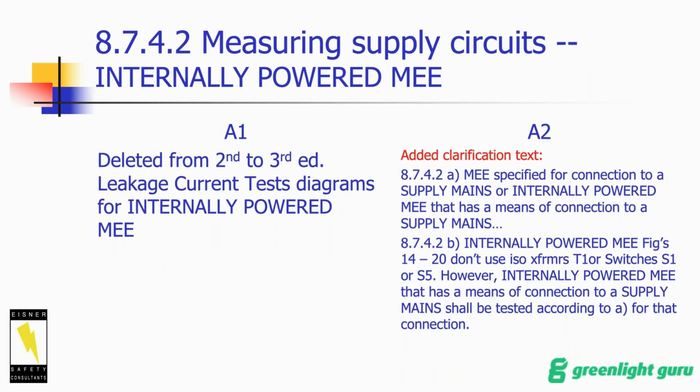Internally powered equipment, which is battery operated, basically is what that means. So this is measuring circuits. So this ends up being the leakage current test diagrams for internally powered equipment. In second edition, there were diagrams for leakage current for battery operated devices, basically. Third edition disappeared. 3.1 didn't exist. In 3.2, the decision was, well, we didn't have time to come back with all the diagrams updated from second edition to 3.2, so we did it in words.